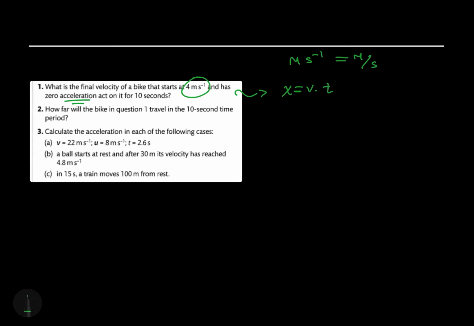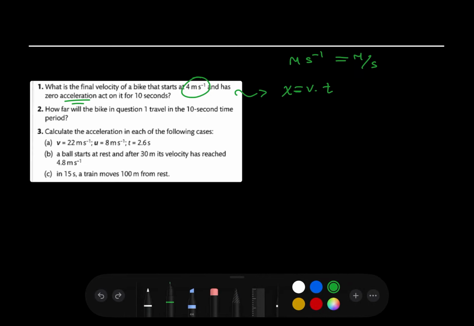Since the bike is starting to move at 4 meters per second and has zero acceleration, I can simply say the velocity of the bike for the whole journey is just 4 meters per second, because the speed of it never increases. It has zero acceleration.